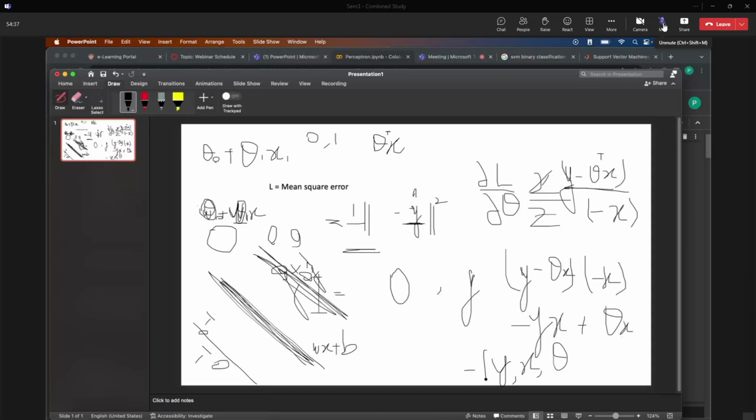I hope you guys haven't slept. I'm very slow, but please bear with me. So we have this function with y, x, and theta.